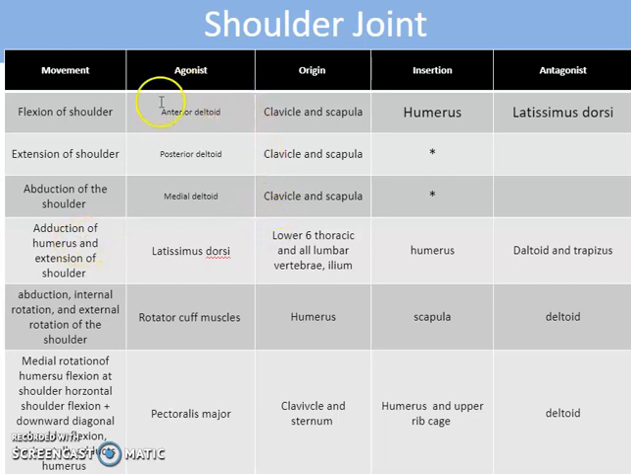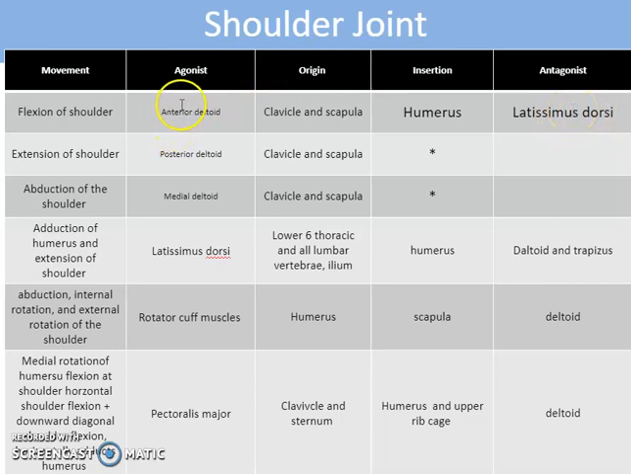So for the movement of the deltoid, there are three parts: the anterior, posterior, and medial or middle part of the deltoid. The anterior deltoid performs flexion of the shoulder with the origin at the clavicle and the scapula, and the insertion on the humerus. The antagonist is the latissimus dorsi on the back.